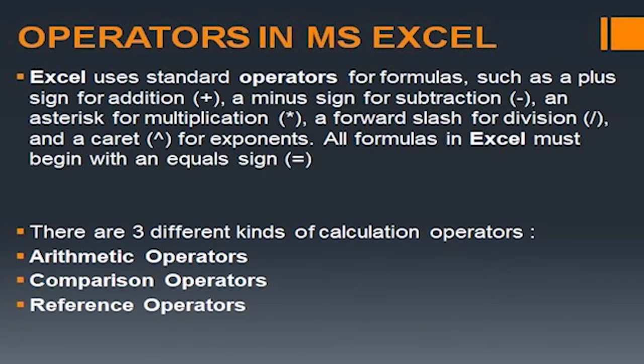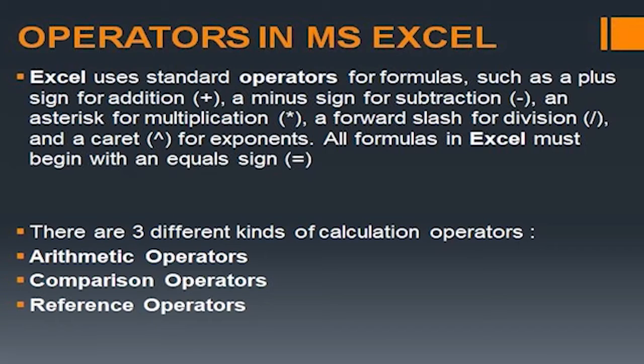Next one is operators in MS Excel. Excel uses standard operators for formulas, such as a plus sign for addition, a minus sign for subtraction, an asterisk for multiplication, a forward slash for division, and a caret for exponents. All formulas in Excel must begin with an equals sign. That means to add two numbers, we use the plus symbol for addition. For subtraction, we will use the minus symbol. For multiplication, we use the star symbol, that is called asterisk. For division, we will use forward slash. For exponents, we will use the caret symbol. So don't forget that all formulas will start with an equals sign.